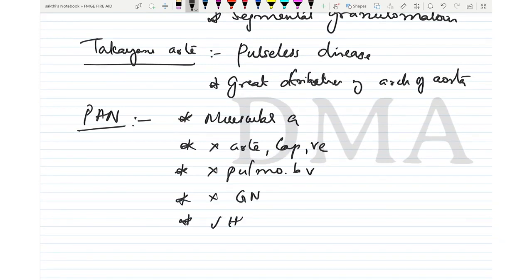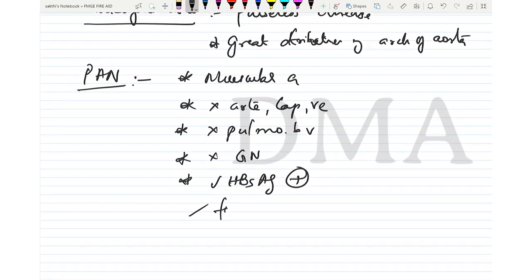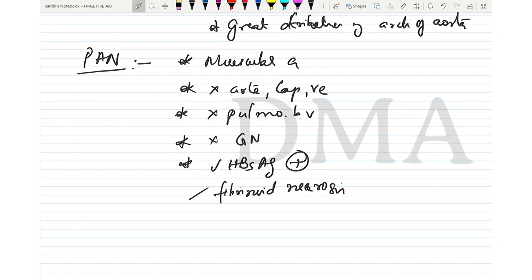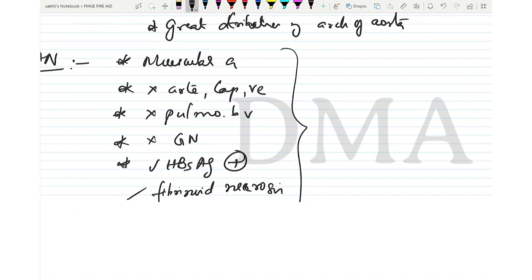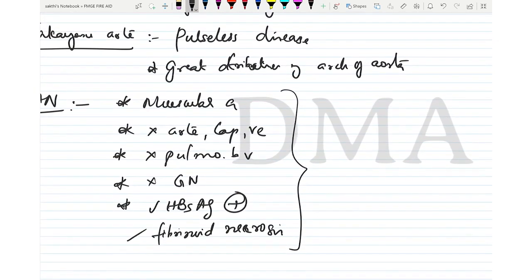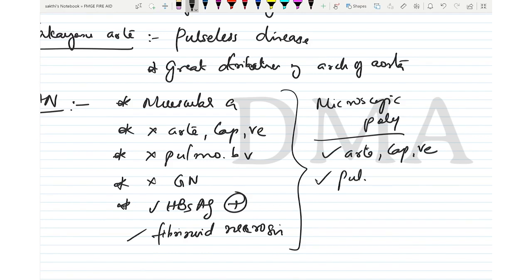All these polyarteritis nodosa points are in contrast with microscopic polyangiitis. So remember, microscopic polyangiitis will affect arterioles, capillaries, venules. They will affect pulmonary arterioles. They will produce glomerulonephritis. They are not associated with HBsAg antigen, and they are more commonly associated with drug-associated vasculitis.